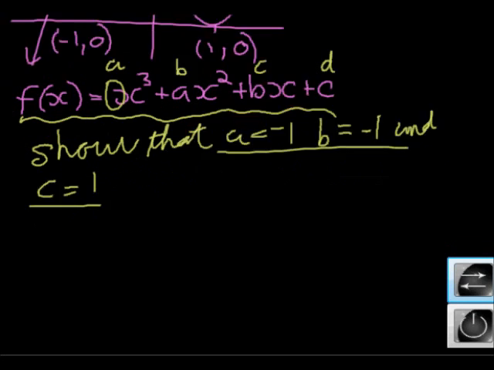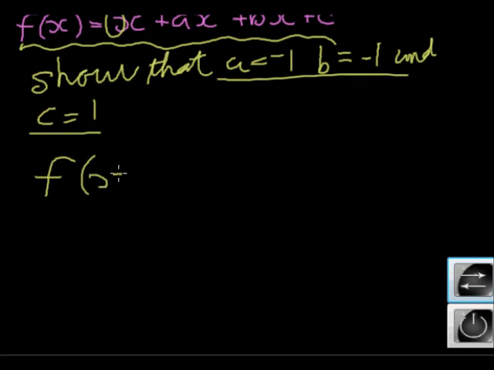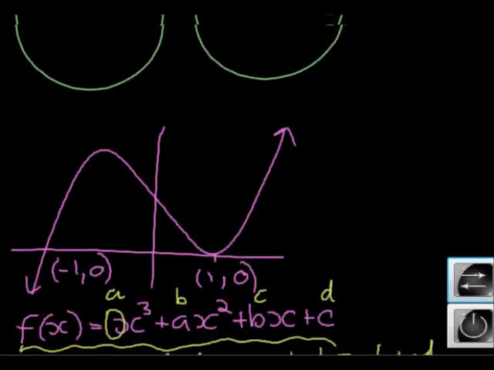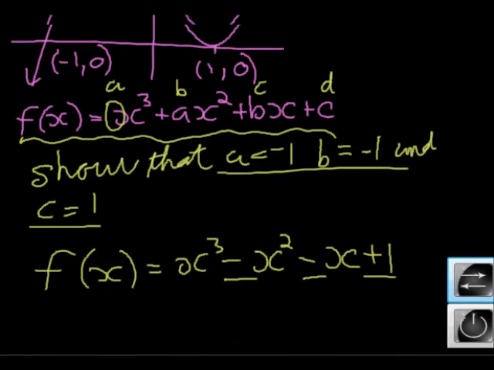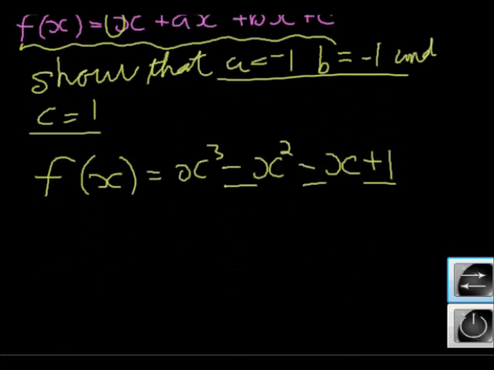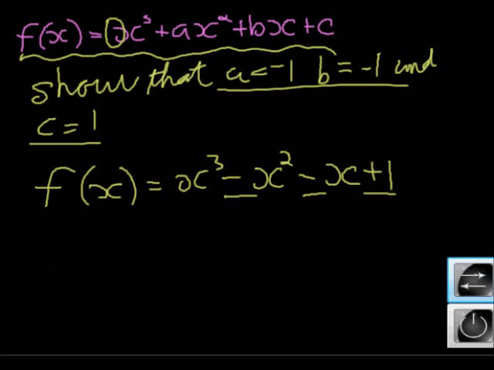Let's say they've already given me f(x) is equal to x cubed minus x squared minus x plus 1. In other words, a is negative 1, b is negative 1, and c is 1. Let's say they gave it to me. And now they ask me to go and calculate the x-intercept, because that's what they gave me. They gave me the x-intercept, you see. So let's say they've already given me this. How would I go about calculating the x-intercept? What do I do?